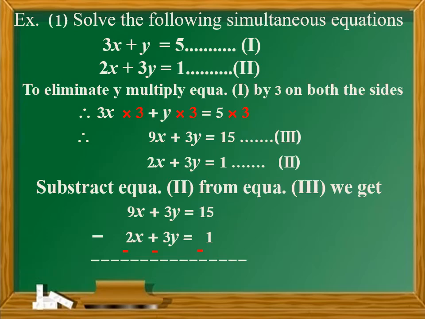Now 9x minus 2x, we get 7x. 3y minus 3y will get cancelled. 15 minus 1 will get 14. In this way, 7x = 14. We have to find out the value of x only. Therefore, divide by 7 on both sides. We will get the value of x = 2.